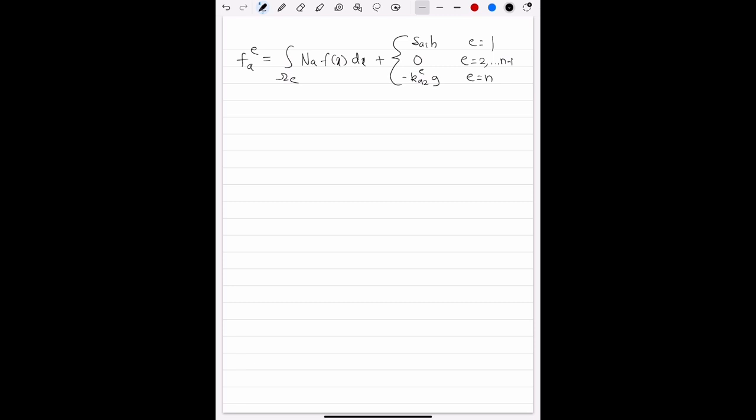Now for an arbitrary forcing function f of x, this integral may not be possible to evaluate analytically. Hence, in order to evaluate this integral, we choose to approximate f of x using our basis functions. If you remember, our basis functions are also interpolation functions that can be used to interpolate the solution or any function in between the grid points.